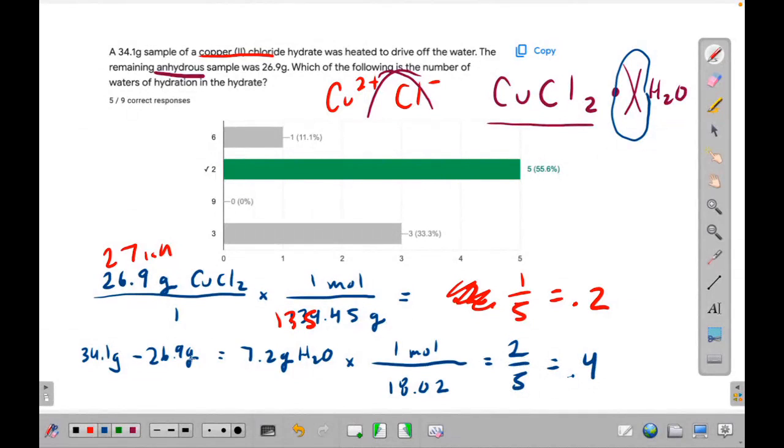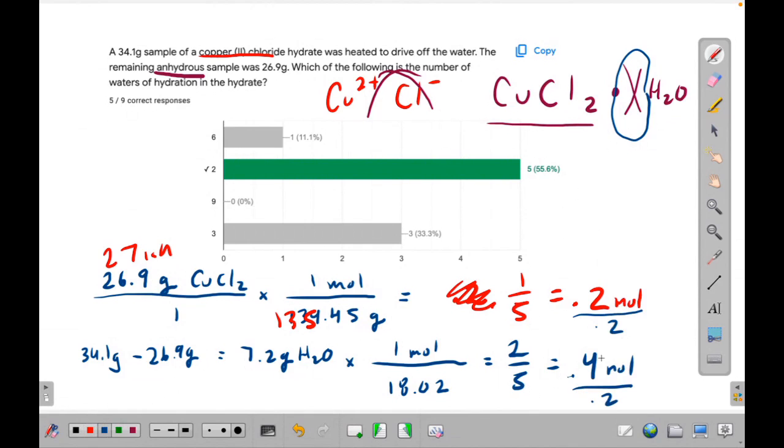Again, just some mental math. I don't know what to say. I just saw 7.2. Half of that's 3.6, and I know 36 times 5 is 180. So I kind of just made that jump in my head. Keep practicing your mental math. It's going to help. Okay, so what do we do now? We have 0.2 moles and we have 0.4 moles. So we're going to divide both by the lowest number.